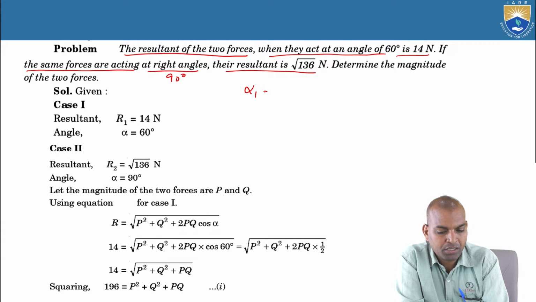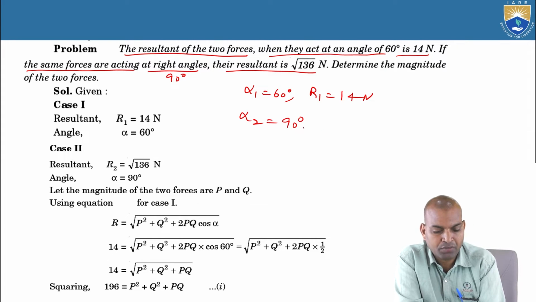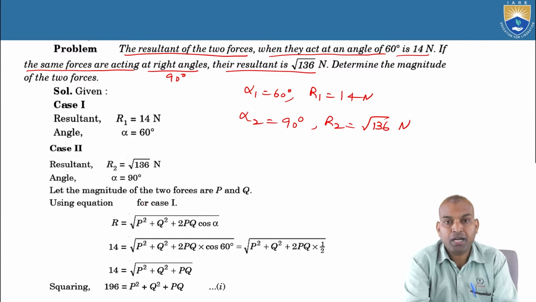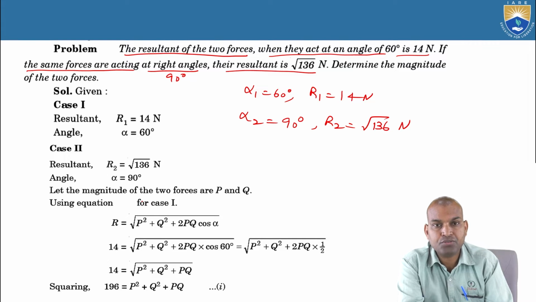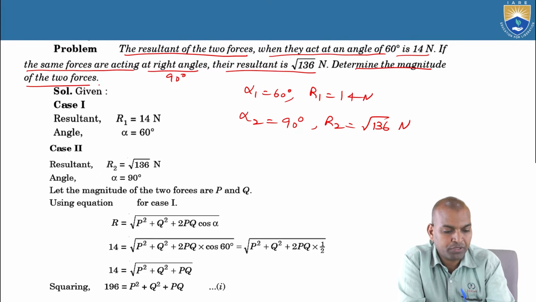Here alpha 1 equal to 60 degrees and R1 equal to 14 newtons, and alpha 2 equal to 90 degrees, then R2 equal to the square root of 136 newtons. Now we have to determine the magnitude of the two forces, that means what is P and what is Q.